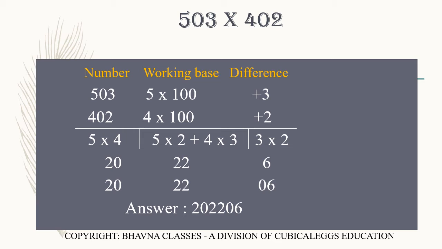Now, for the rightmost part, there is one more thing: the number of digits in the rightmost part is equal to the number of zeros in the base. Here we have 2 zeros in the base, so it should have 2 digits. So for 6, we have to write 06. Then the complete answer would be 202206. I hope it is clear to you.